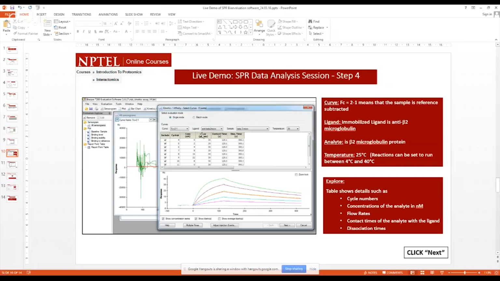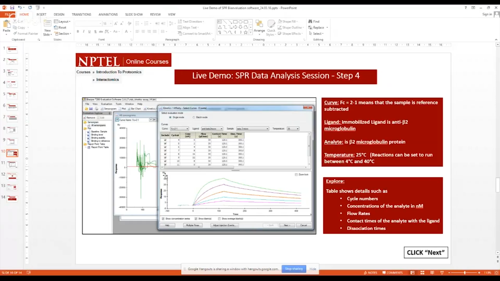Then the next tab shows you the identity of the ligand. In this case, we have used anti-beta-2 microglobulin antibody. The sample, which is the analyte, is the beta-2 microglobulin protein. And the temperature at which the reaction was run was 25 degrees centigrade. Now, in this machine, reactions can be set to run between 4 degrees and 40 degrees. So depending on what are the best binding conditions for your particular assay, you can choose the temperature.